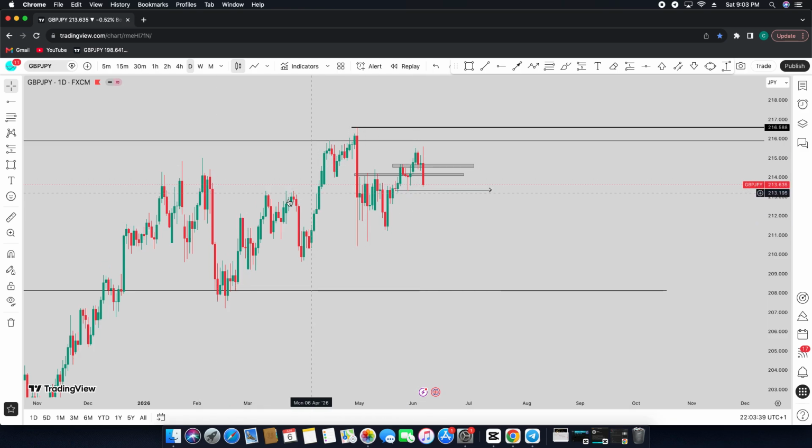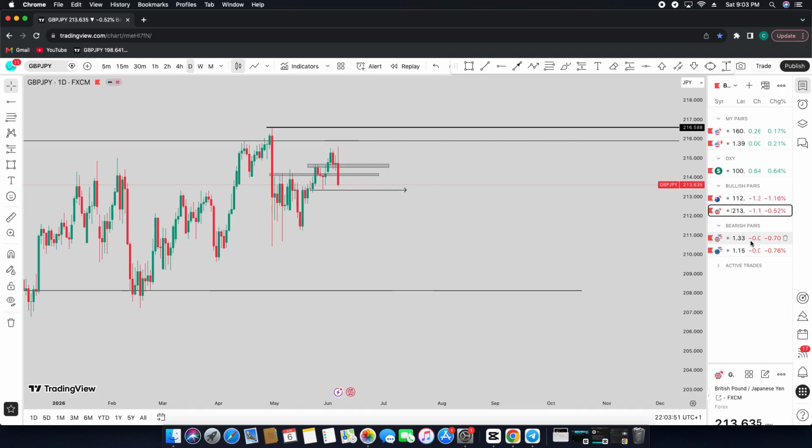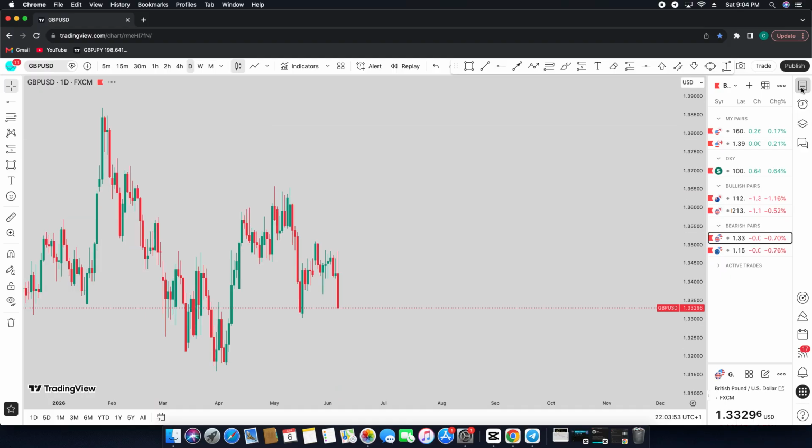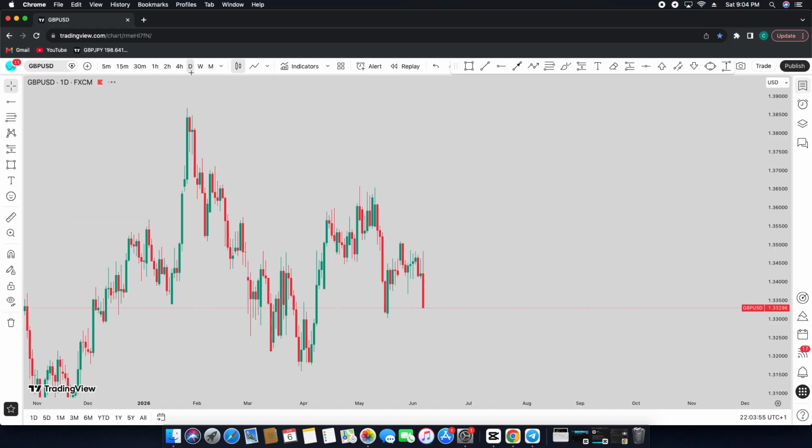Even the daily market structure has shown me that this is a bullish market. Then I would want to be taking buys above one of these two levels, and this would be my take profit. So next on our list is GBP USD.